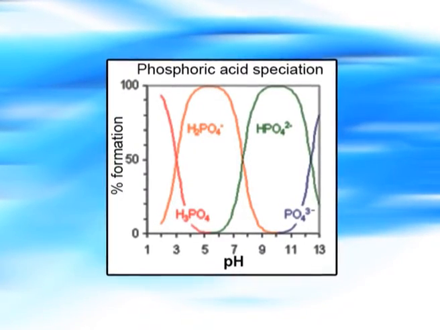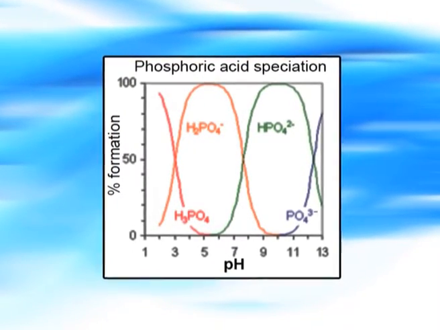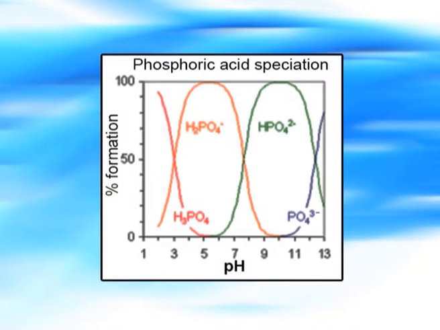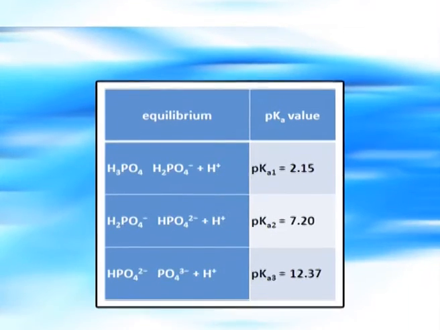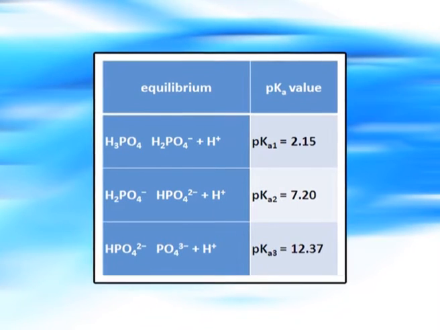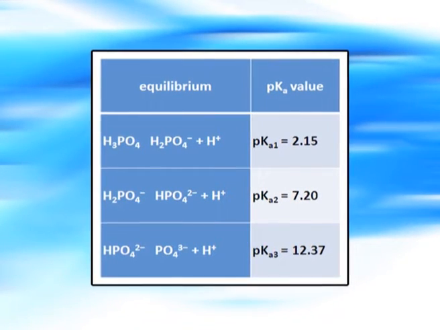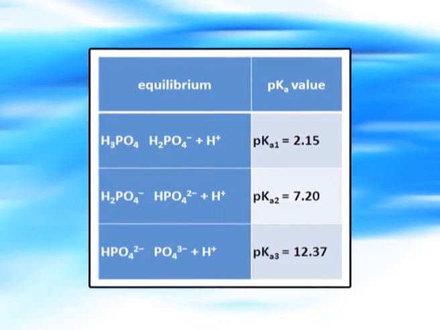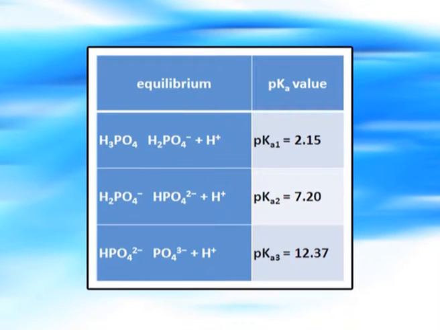The situation is interesting in polyprotic acids, the acids that donate more than one proton per molecule of acid. Phosphoric acid present in DNA is one such good example. Phosphoric acid can donate 3 protons and the respective pK values are 2.15, 7.20 and 12.37.